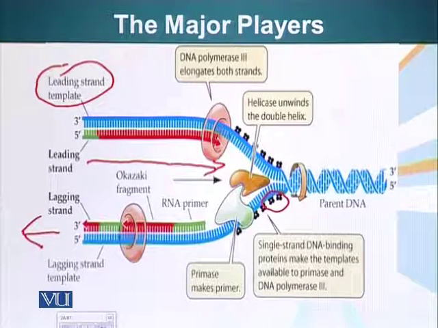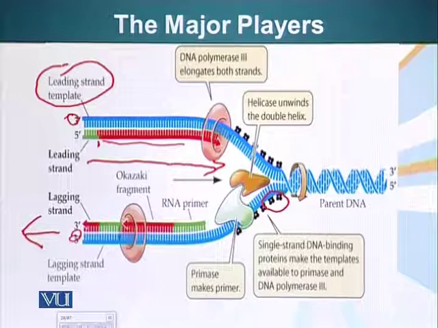Here we are synthesizing DNA. The 3' hydroxyl is here. This strand is going to be made in one go. The complementary strand, as we know, DNA is anti-parallel double helix. So the other strand, complementary strand to the leading strand, will have 5' end opposing to the 3' end.